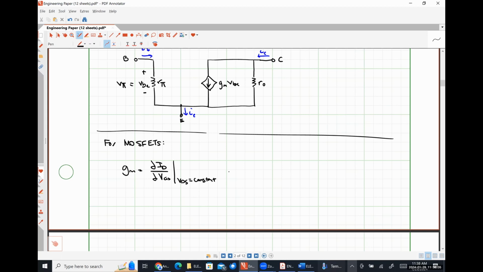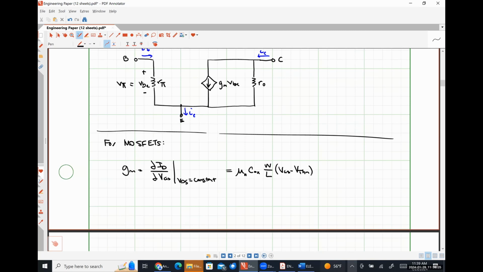So using this definition, we get mu n Cox W over L times VGS minus VTHN for an NMOS device, and then obviously for a PMOS device, this would be mu P, and this would be the absolute value of VTHP, right? So this is the expression that we can use when we know what mu n Cox, size of the transistor, and all that kind of stuff is, and we also know VGS.